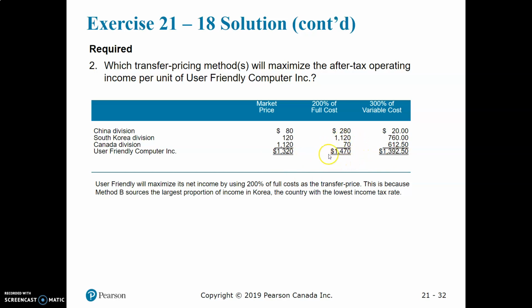So in essence, when you compare the three methods side by side, you can see the method in the middle, which is 200% of full cost. This is the method where User-Friendly maximizes its total net income. And the reason for this one is that the largest portion of the income remains in Korea, and this is the country with the lowest income tax rate in our example.